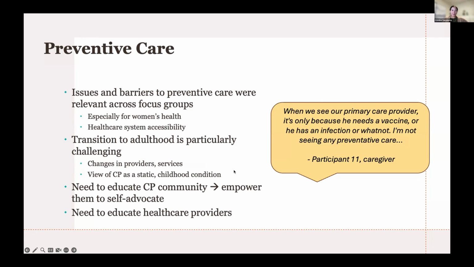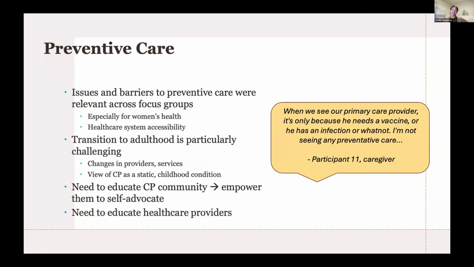And then related to preventive care, the issues and barriers to preventive care were relevant really across the focus groups. Something that came up several times was that this is particularly true for women's health, thinking about preventive screening, things like mammograms and pap smears. Another issue that came up was healthcare system accessibility. It's all great and good if your provider orders a mammogram, but what if when you get there, it's not even accessible to you as a wheelchair user?